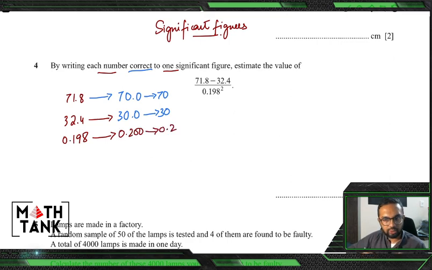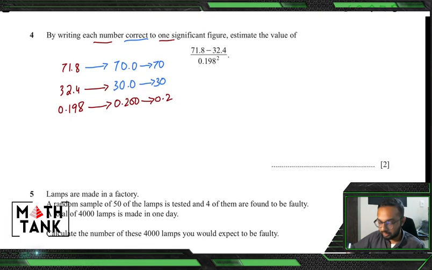So I'm just doing these calculations just for you to see. They are not necessary. It's just a 2-mark question. The marks will be there for writing this as 70, 30, and then 0.2 squared. Now 0.2 squared is simple. You can just write 0.04, or if you are unsure, you can just simply do this.